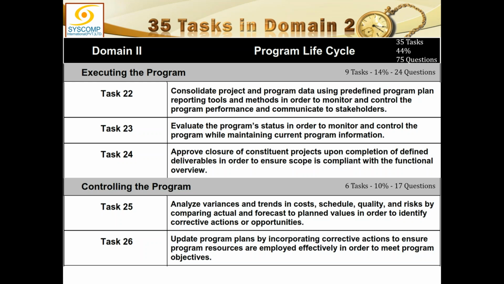So this point says update program plans by incorporating those corrective actions, whether at the program level or the project level. If it is on the project level, the program manager will decide. If it is on the program level, then the change request will move up and we will seek approval, to ensure program resources are employed effectively in order to meet program objectives.